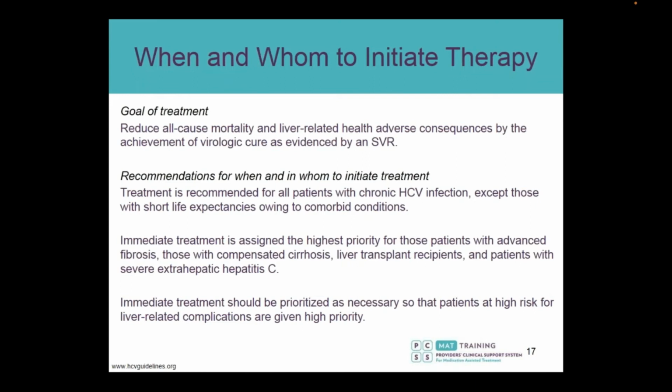In terms of recommendations for when and in whom to initiate treatment, it is important to note that these guidelines recommend that treatment is recommended for all patients with chronic hepatitis C infection, except those with short life expectancies owing to comorbid conditions. Immediate treatment is assigned to those of the highest priority with advanced fibrosis, including those with compensated cirrhosis, patients who've already received liver transplantation, or patients with severe extrahepatic manifestations of hepatitis C. And immediate treatment should be prioritized as necessary for patients at high risk for liver-related complications.